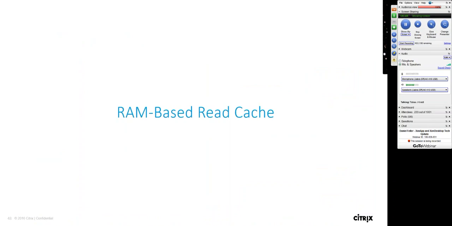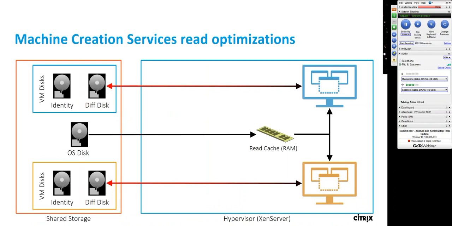The next thing is a RAM-based read cache. With I/O activity, we have reads and writes. For the reads, on XenServer with MCS, we can use XenServer RAM to give us a RAM-based read cache. So every time these VMs have to read from the master OS disk, those reads will be cached in XenServer RAM, and then we don't have to have all those reads happening back on shared storage.